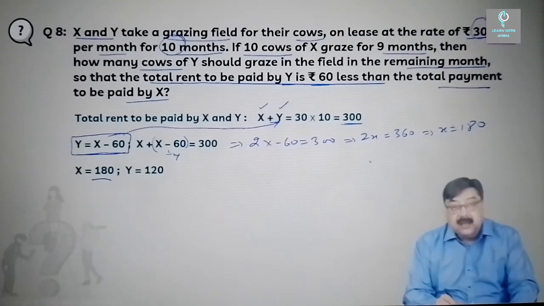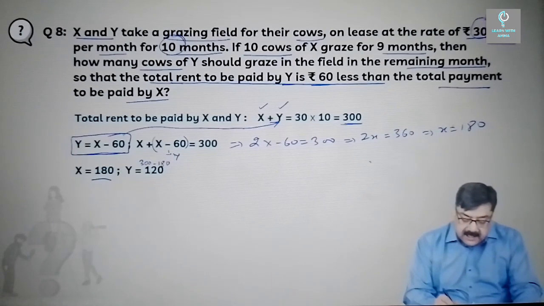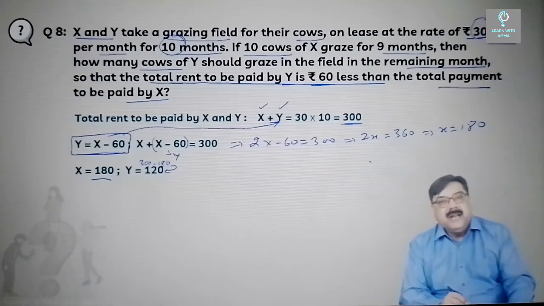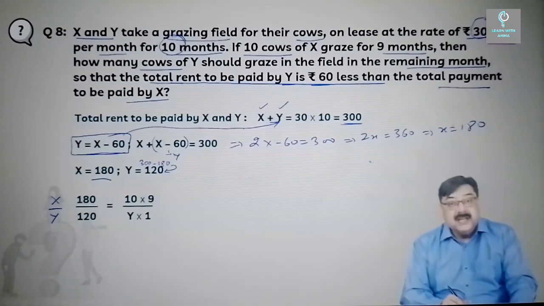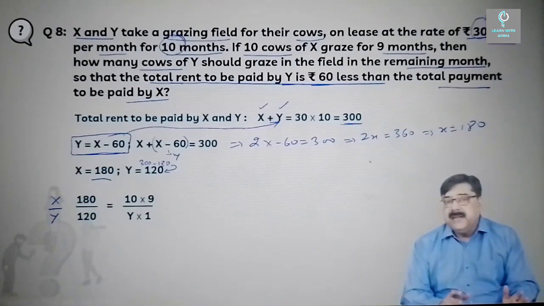If x is 180, the total sum is 300. So 300 minus 180 is 120. As simple as that. The amount paid by x to the amount paid by y, this is the ratio. So 180 by 120. This is the ratio in which they make their payments.